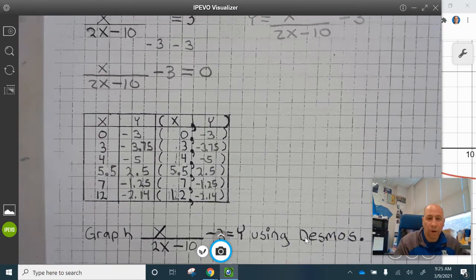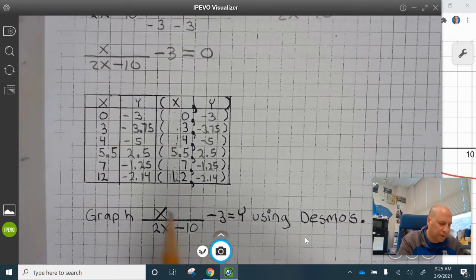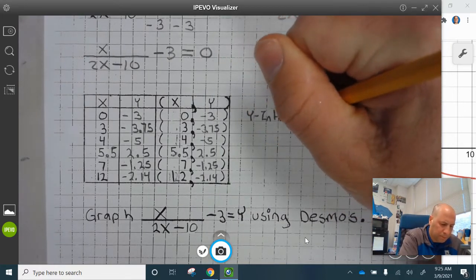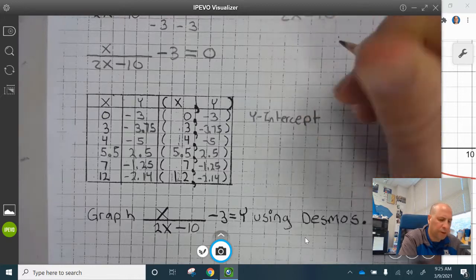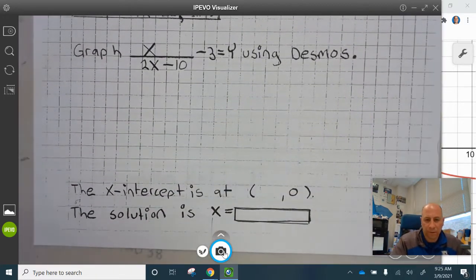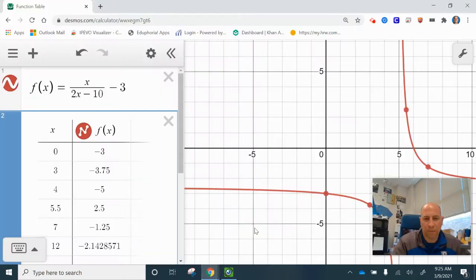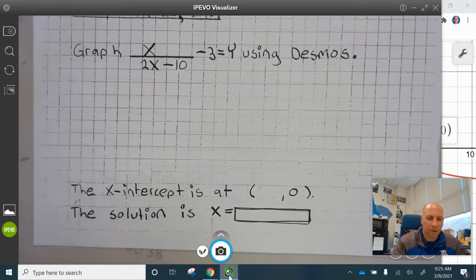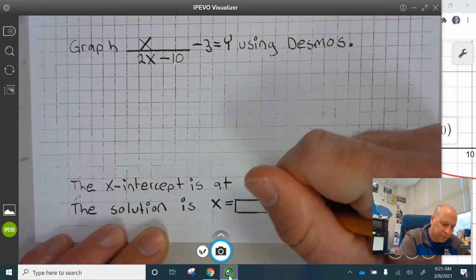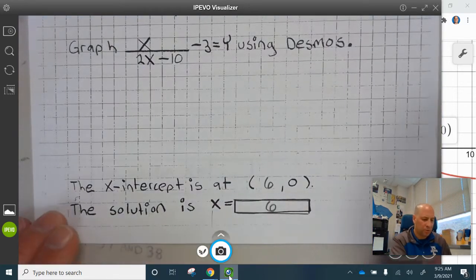Now, it wants the x-intercept, but the problem is in the table we only have the y-intercept. So what we need to do is go back to the graph to find the x-intercept. The x-intercept is when it crosses the x-axis, so right here. So our x-intercept is 6, 0. So that means our solution is x equals 6. All right, go ahead and finish up example 2.